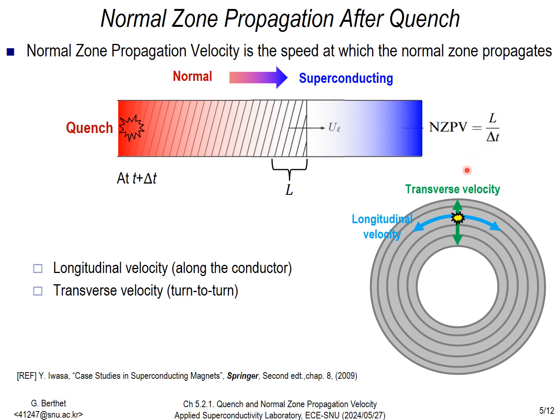Also, the velocity is not the same depending on the direction. If we measure it in the direction of the winding, called longitudinal velocity, we usually get a faster NZPV than if we measure it in the turn-to-turn direction, called transverse velocity.